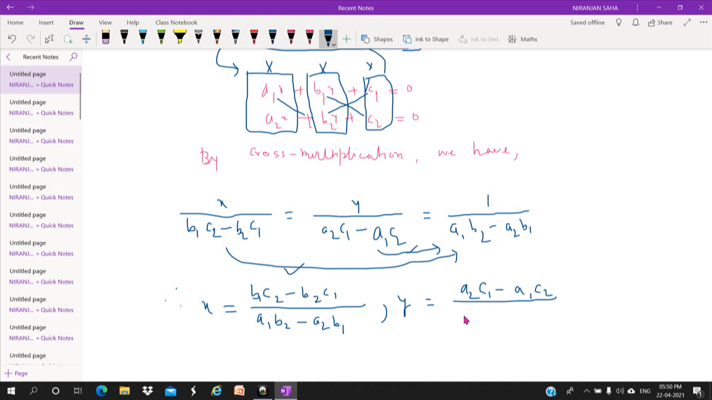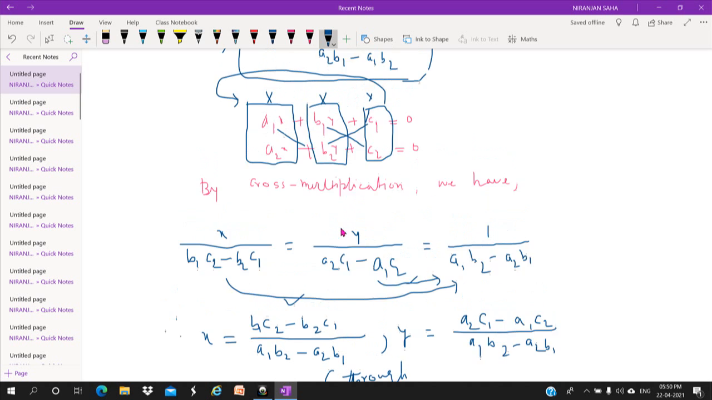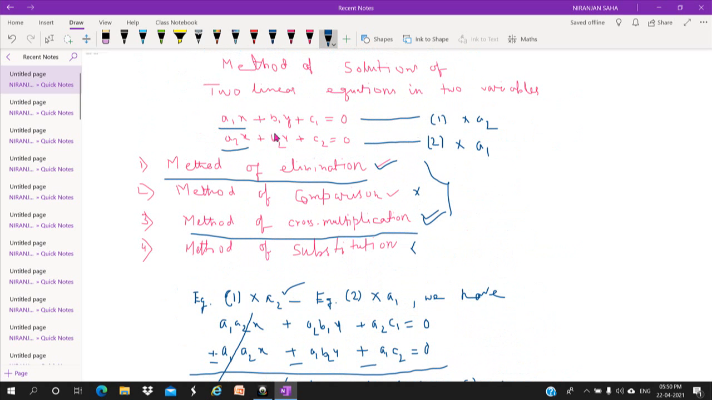So you need to practice by taking examples. Go through any book, find problems and try to solve them in these two methods, the method of elimination and the method of cross multiplication. These two methods are very important to study the solution of two linear equations in two variables.